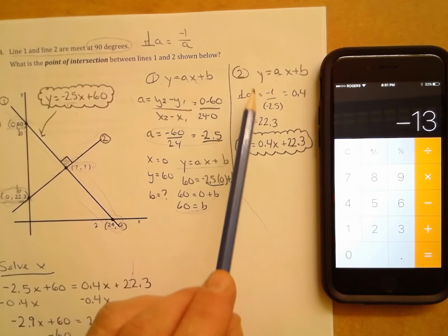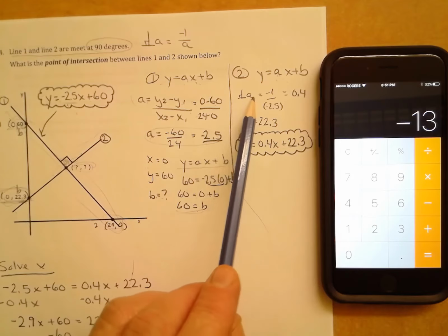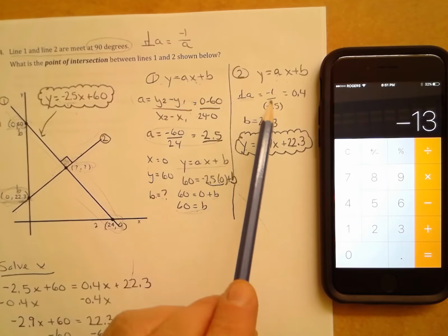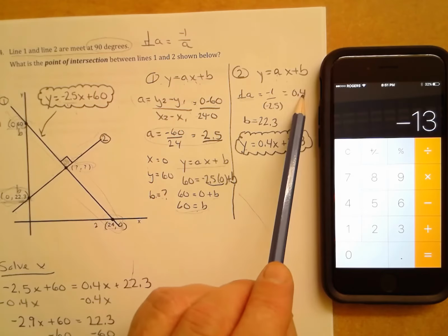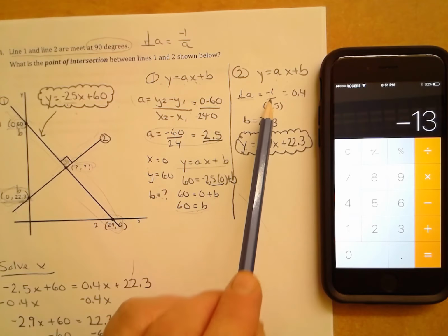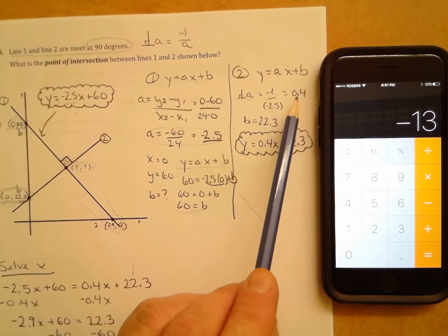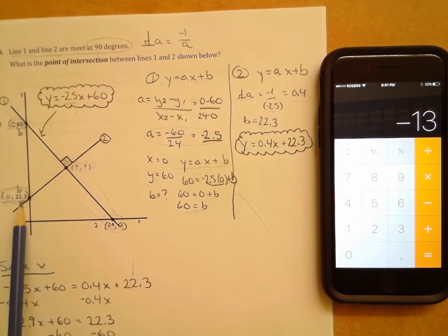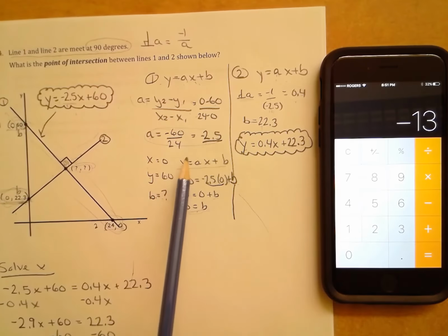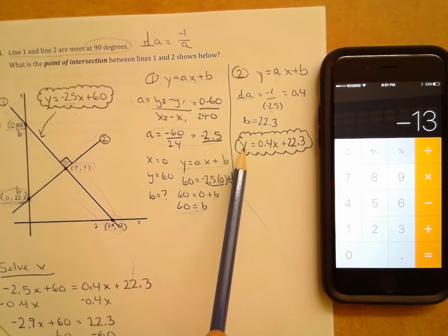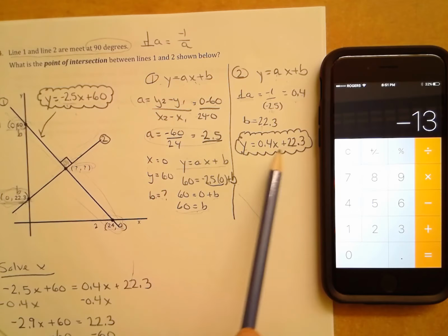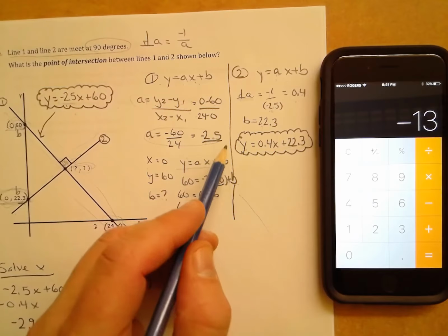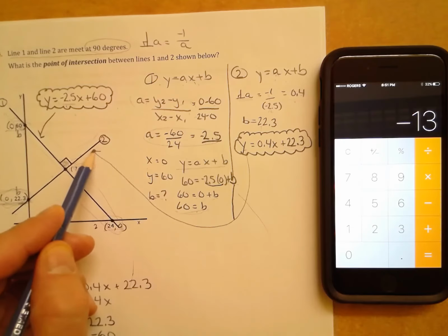But we can figure out the slope of this line because we know the negative reciprocal slope, -1 divided by the original slope of -2.5, will give me a positive 0.4. So I went -1 divided by the original slope, giving me the new perpendicular slope. And we know the b, it's right over here, which we could find algebraically if we had to, like we did over here. And that's going to be y is equal to 0.4x plus 22.3. And so that equation is for line number 2, right over there.